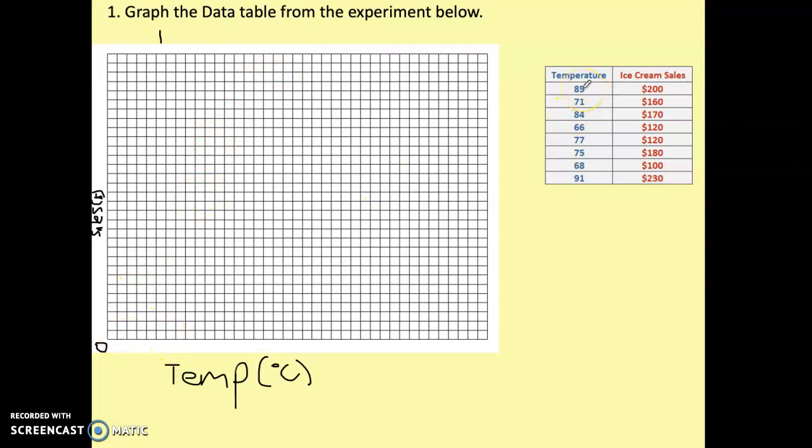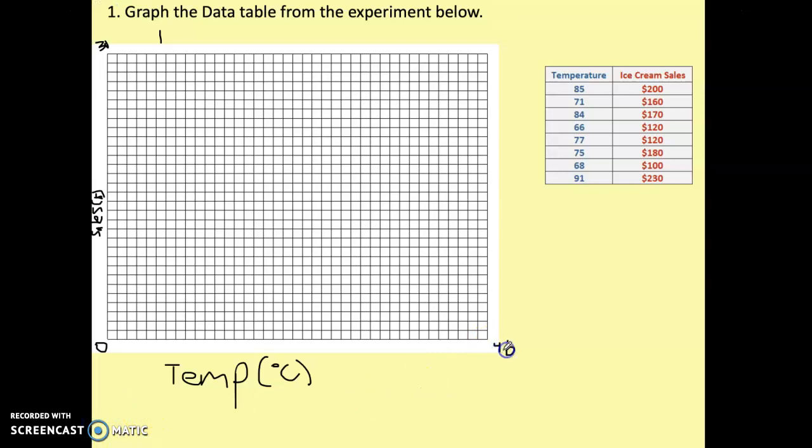So notice the highest temp is 91. Highest sales is 230. A nice way to do this is to count your number of squares, and yours might be a little bit different than mine. Mine's 1, 2, 3, 4, 5, 6, 7. 31 up, so I'm just making a note of that here. 31, and 6 across, and roughly 46 across.